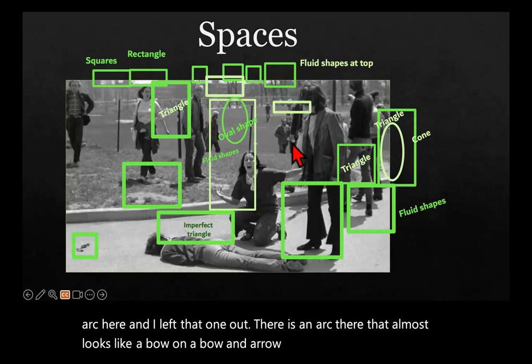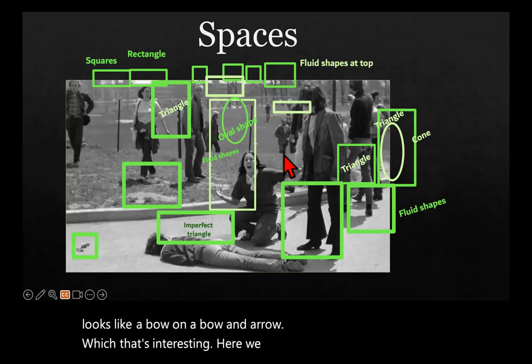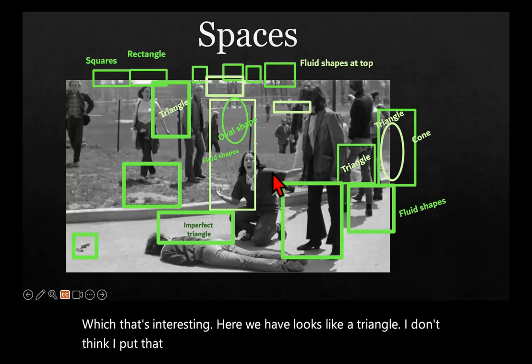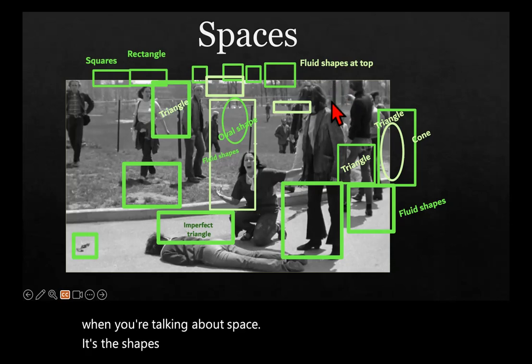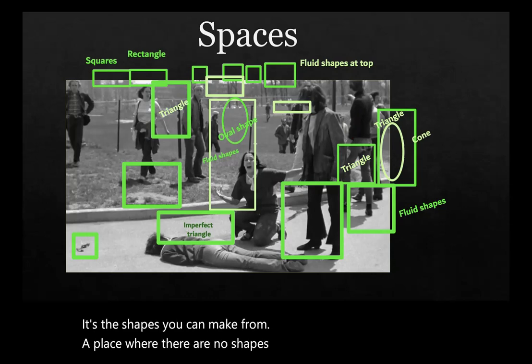That's interesting. Here we have what looks like a triangle. I don't think I put that on there. But go through and find everything when you're talking about space. It's the shapes you could make from a place where there are no shapes in the picture. Okay. So you have to use your imagination here.